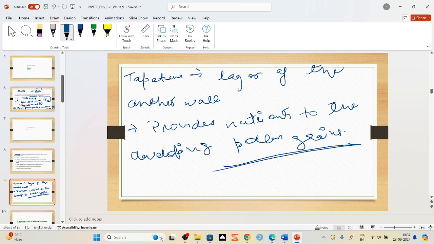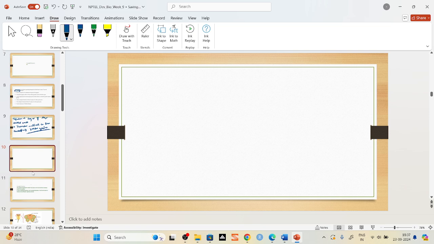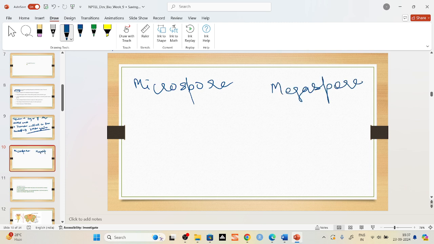First of all, you should know what is the difference between microspore and megaspore. Do you know the difference between megaspore and microspore? Can anybody tell me? So there are two things. First is microspore, okay, and the second one is megaspore. So your microspore is nothing but your male sporangia, that is the male reproductive organ.